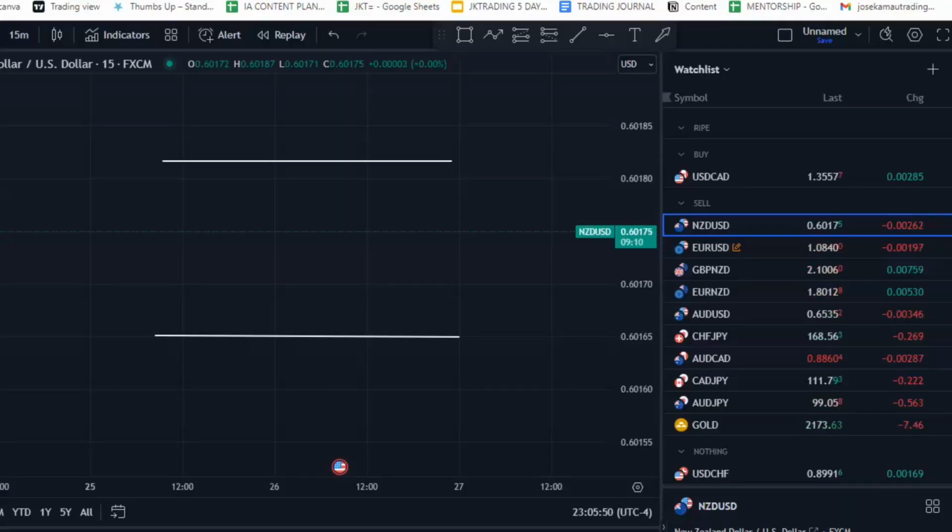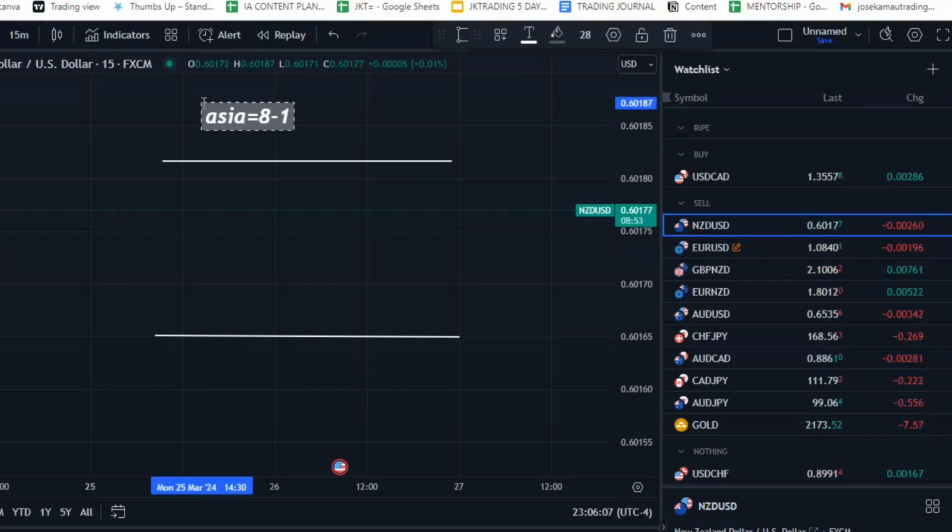Now, keep in mind, we don't trade any time of the day. We have a specific timing window. Asia is 8 to 11 p.m. New York time.